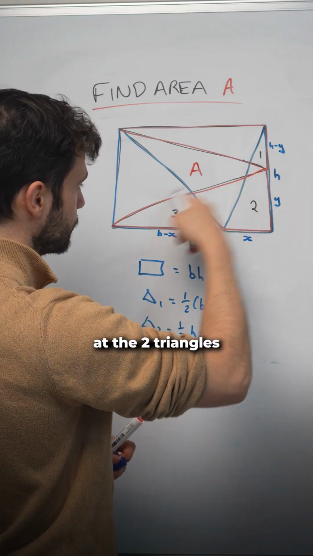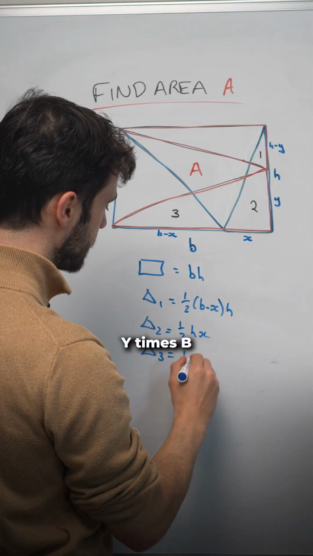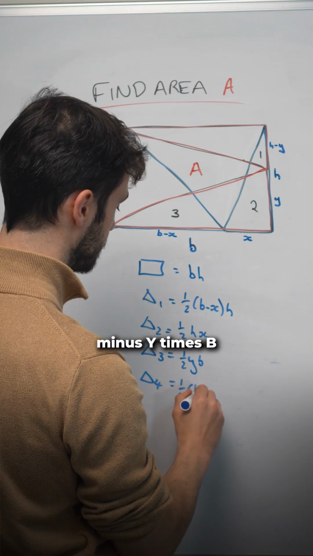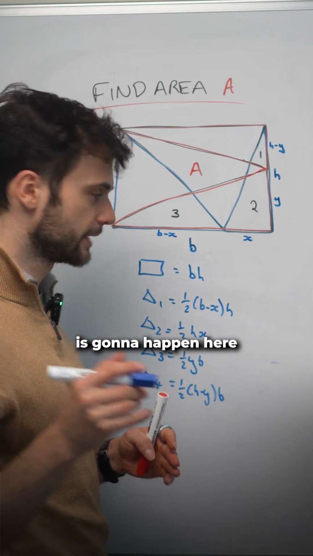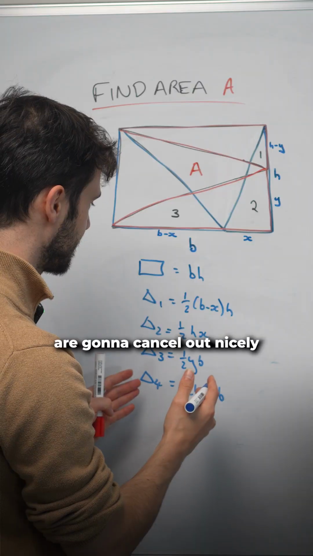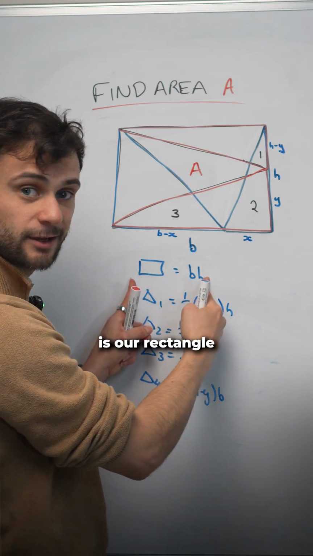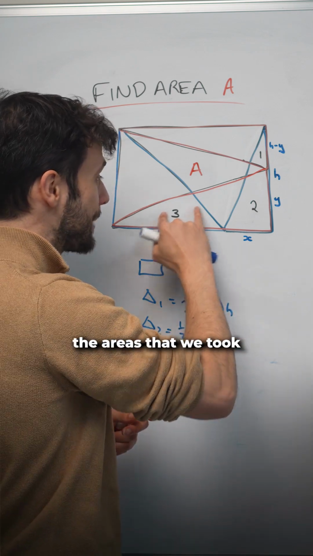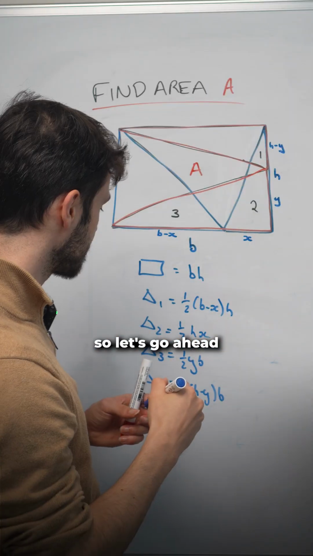And now we can look at the 2 triangles that are kind of on their sides. Triangle 3 will be half times Y times B, and triangle 4 will be a half times H minus Y times B. Fantastic. So what we're hoping is going to happen here is that lots of things are going to cancel out nicely. And what we're looking for is our rectangle minus our 4 triangles, and then adding back on the areas that we took away twice. So the 3, the 2, and the 1. So let's go ahead and do that.